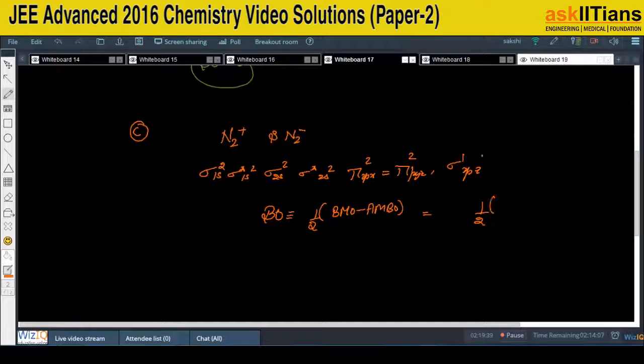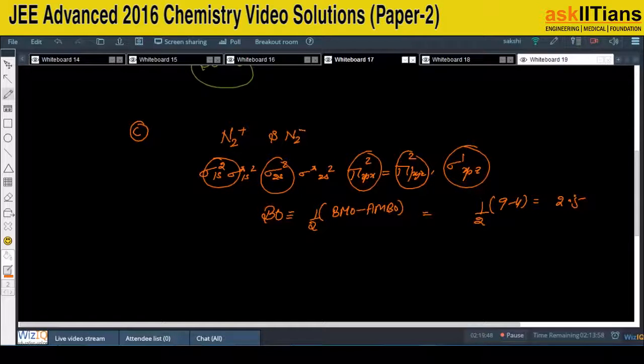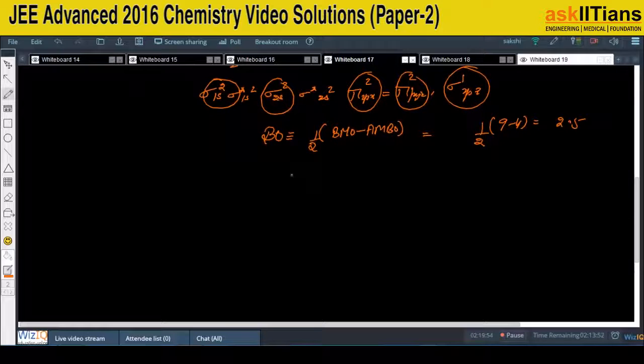So half, you can count it 1, 2, 3, 4, 5, 6, 7, 8, 9. 9 minus 4, which is 5 by 2, nothing but 2.5. And if I ask you to write down the molecular orbital energy configuration for N2 minus, then my dear students, again for N2 minus you will be writing it as, since now N2 minus will have how many number of electrons? It will have 7 plus 1. So it's 14 plus 1, 15 electrons.